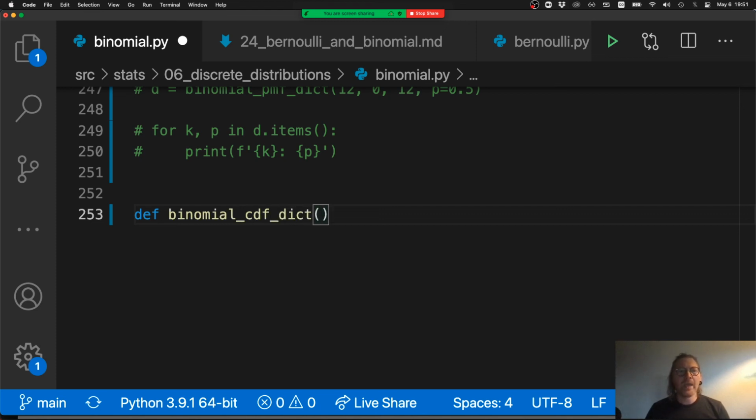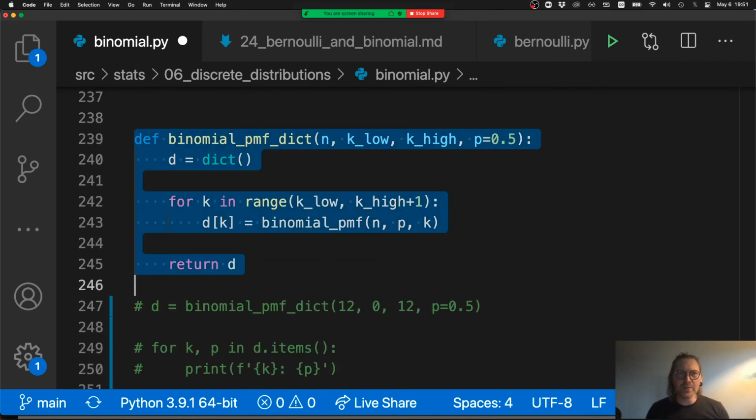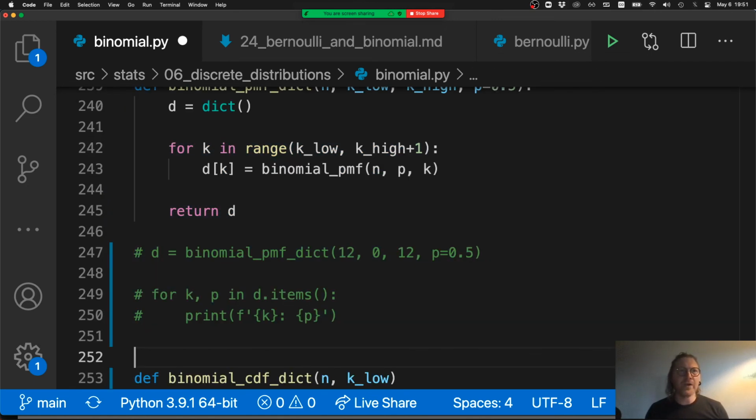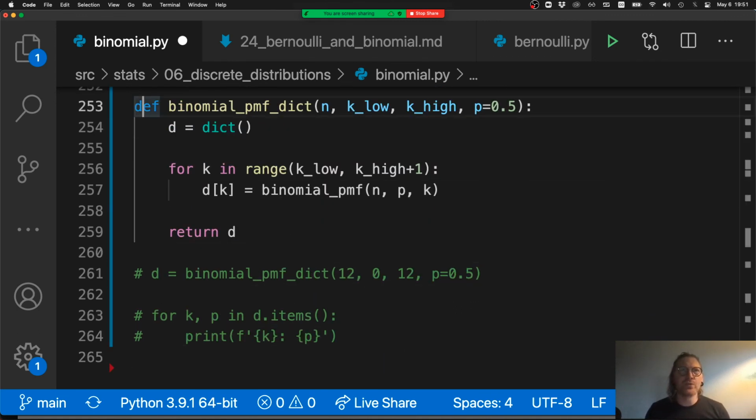All right, and we have n, k low. This is going to be very similar. Actually, why don't I just copy this whole thing? It's going to be basically the same function with one change, aside from changing the name.